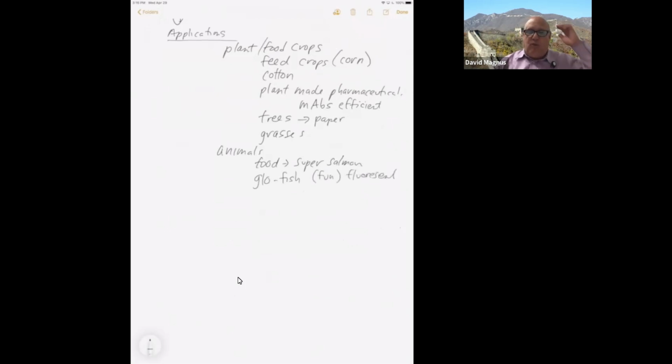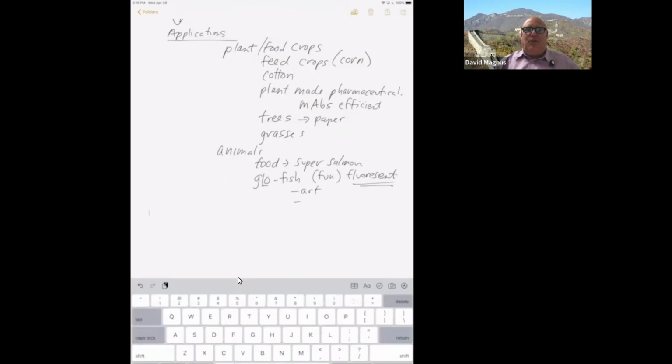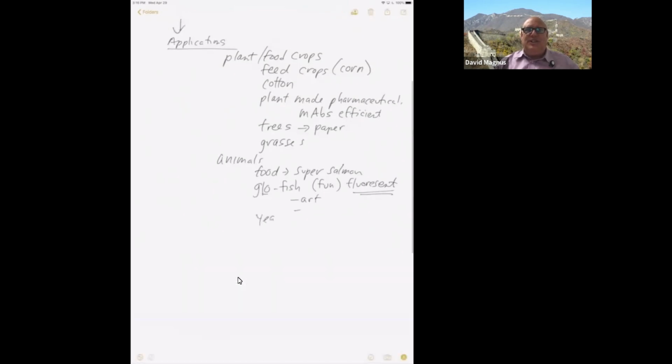That's been done for glowfish. It's been done as an art installation. It was done for a bunny rabbit that glows in the dark. There's genetic engineering of yeast for the wine industry. There are several commercialized strains of GE yeast for wine. And of course, gene drives have been developed to eliminate pesky mosquito variants that carry disease, which we'll be talking about more later.